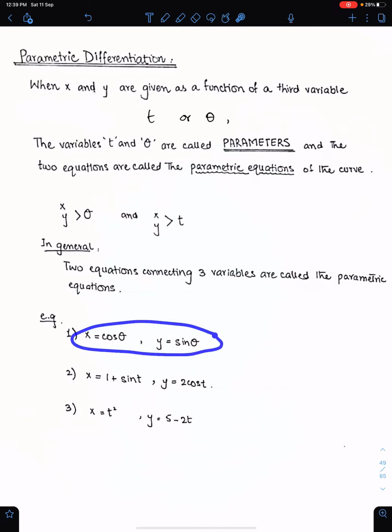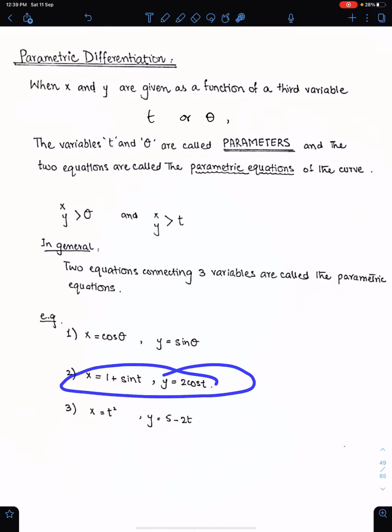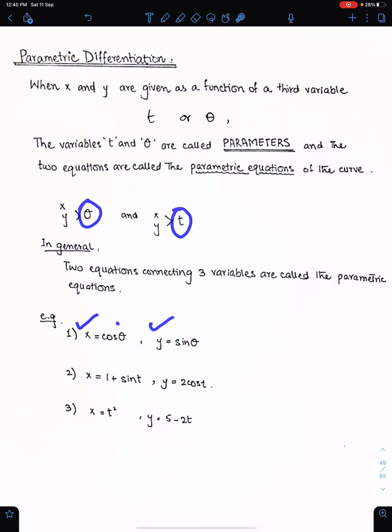So these two equations are known as the parametric equation of the curve, and these two as well, and these two as well. So two equations connecting three variables are called the parametric equations, and the subject of the equations must be x and y, and the third variable should be either theta or t, like in these examples.